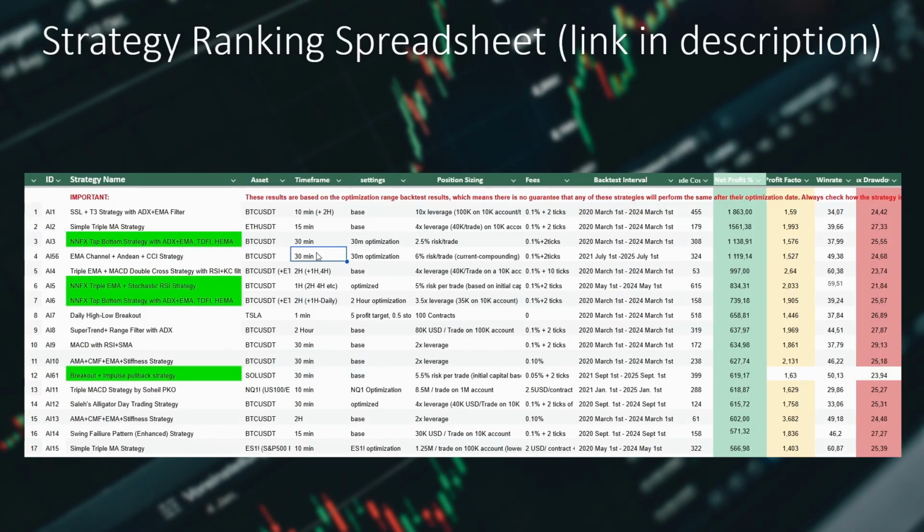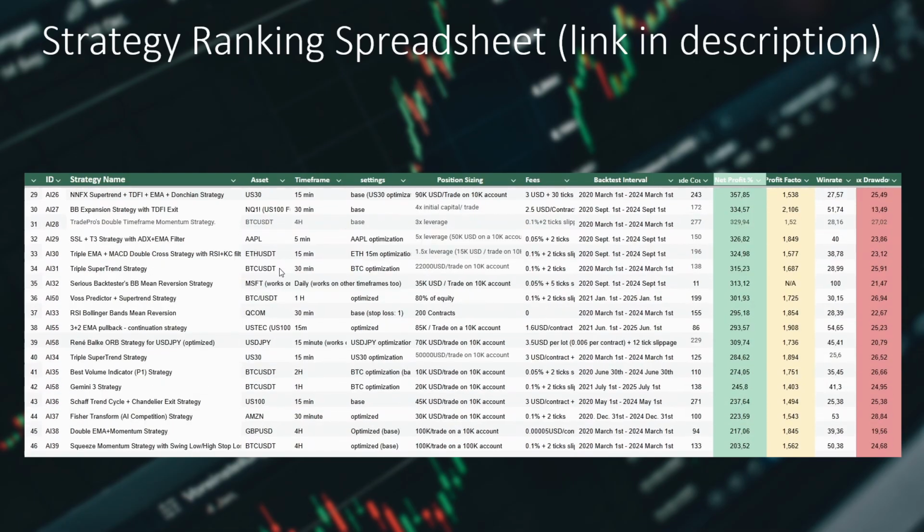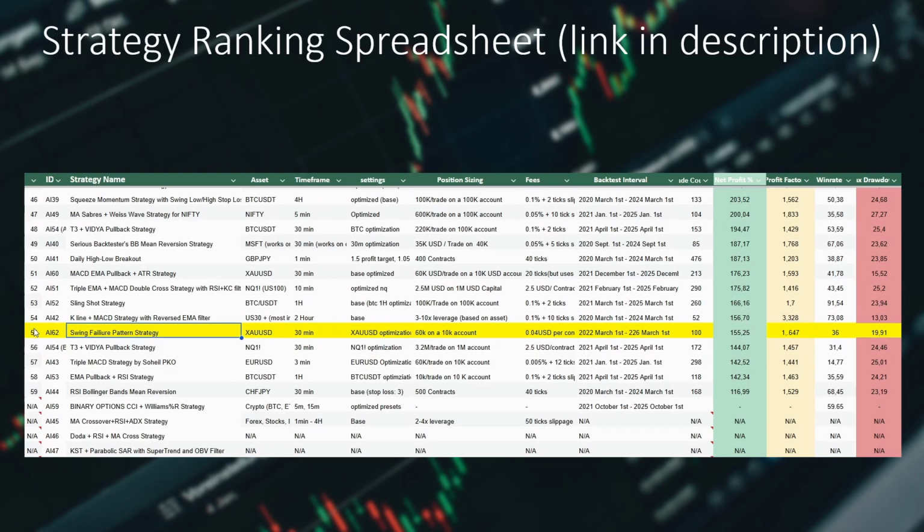And here's the strategy ranking spreadsheet. This one is also linked down in the description. Here I collect the backtest results of all of the strategies I showcase here on TradeSmart AI. And today's strategy is the swing failure pattern, which took the 55th place out of almost the 60 strategies that have been ranked. I know this is a low placement, but what really matters is how the strategy will perform after the optimization date. That's what will show you if a strategy is over-optimized or not. Of course, none of this is financial advice, and I am not a financial advisor. Now here's the net profit, the profit factor, the win rate, the trade count, and the max drawdown. All of these values are looking pretty good, except the trade count.